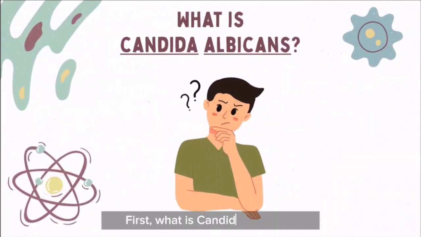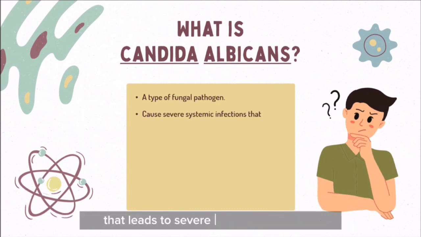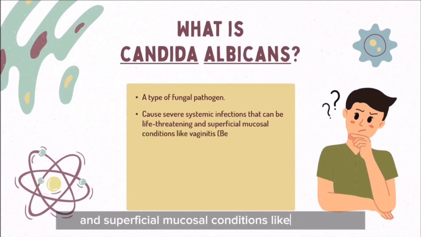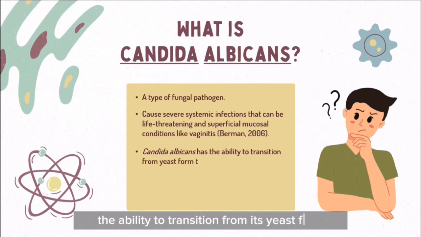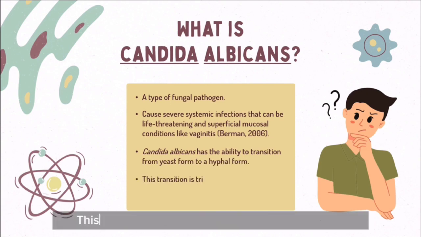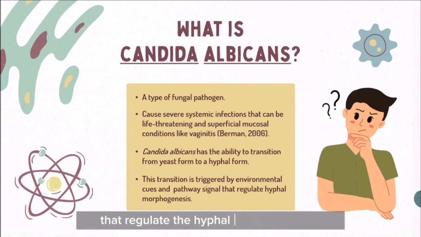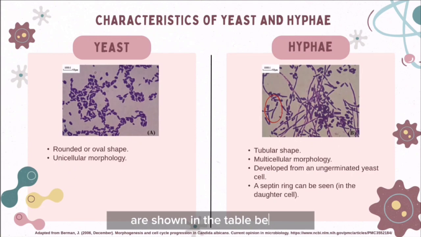First, what is Candida albicans? Candida albicans is a type of fungal pathogen that leads to severe systemic infections that can be life-threatening, and superficial mucosal conditions like vaginitis. Candida albicans also has the ability to transition from its yeast form to a hyphal form. This transition is triggered by environmental cues and pathway signals that regulate the hyphal morphogenesis. The characteristics of yeast and hyphal are shown in the table below.